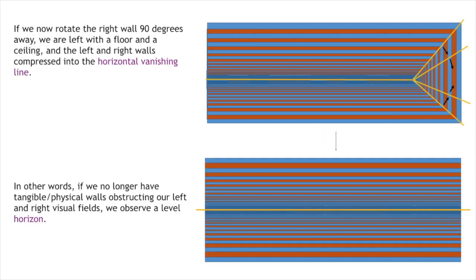If we now rotate the right wall 90 degrees away, we are left with a floor and a ceiling, and the left and right walls are compressed into the now horizontal vanishing line on both sides, left and right. So now in that bottom diagram, you can see that we are essentially left with a ceiling and a floor. We have no tangible physical walls obstructing our left and right visual fields, and we have a horizon.